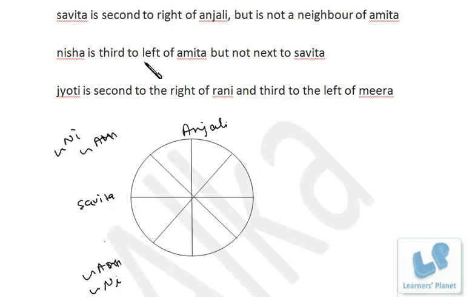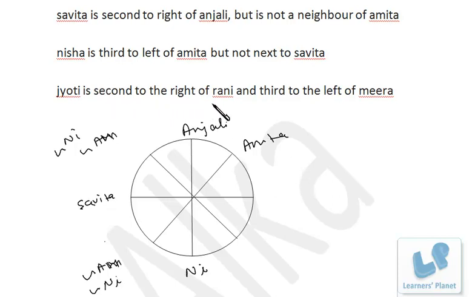Now Nisha is third to the left of Amita, right? So third position, if we consider Amita over here, then third position to the left is 1, 2, 3, right? So that is the only option available with us, because Nisha cannot take this position. So Nisha will be at this position. Nisha is third to the left of Amita. So this is Amita. So left third position.